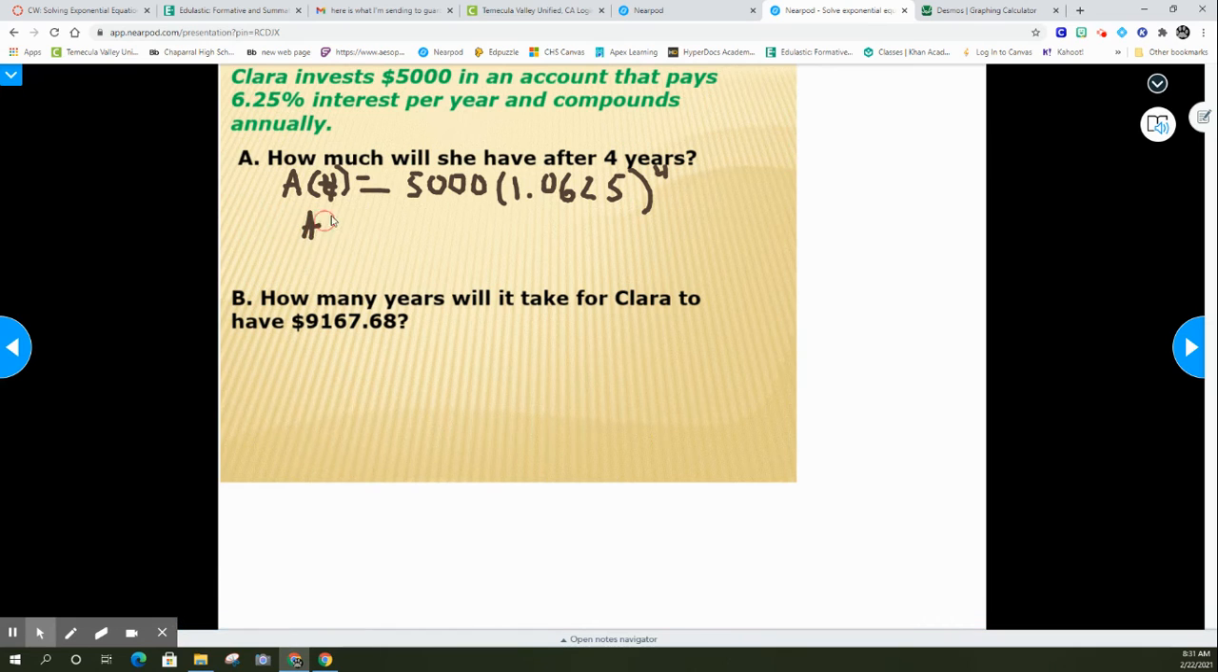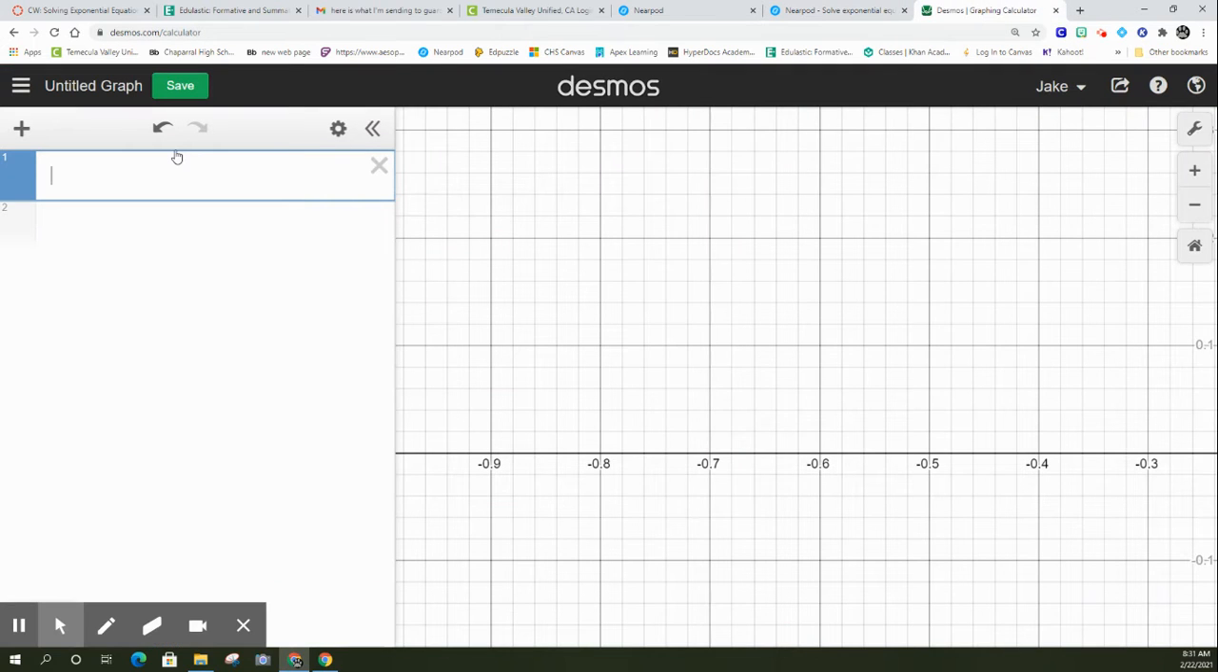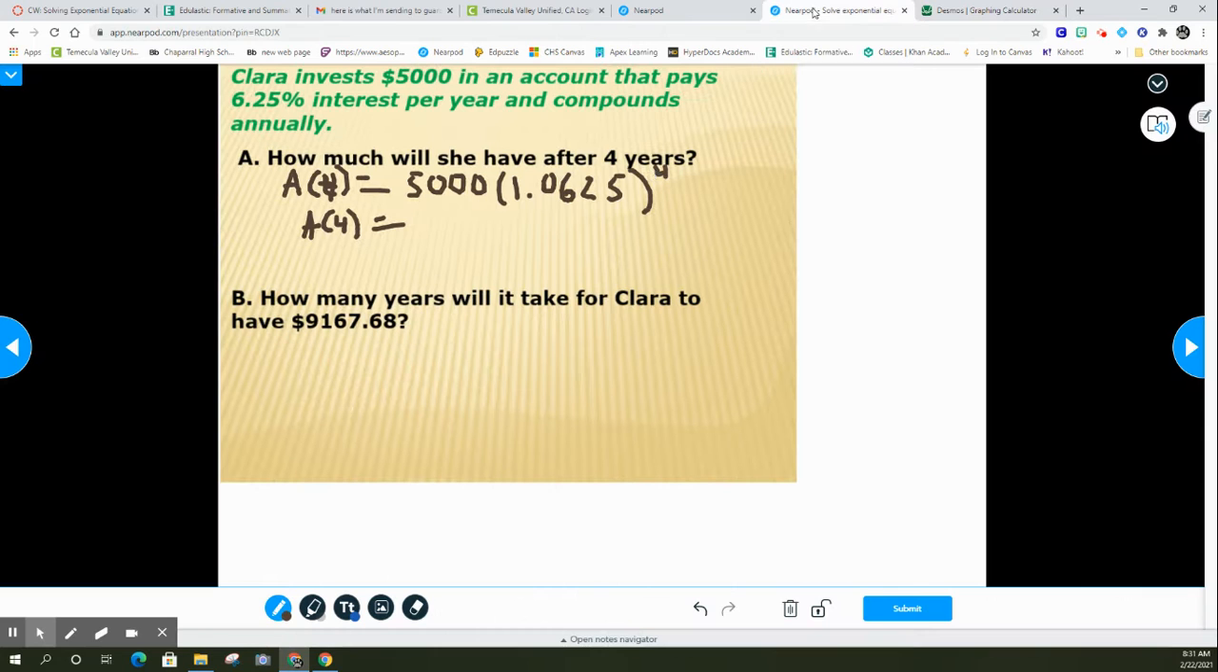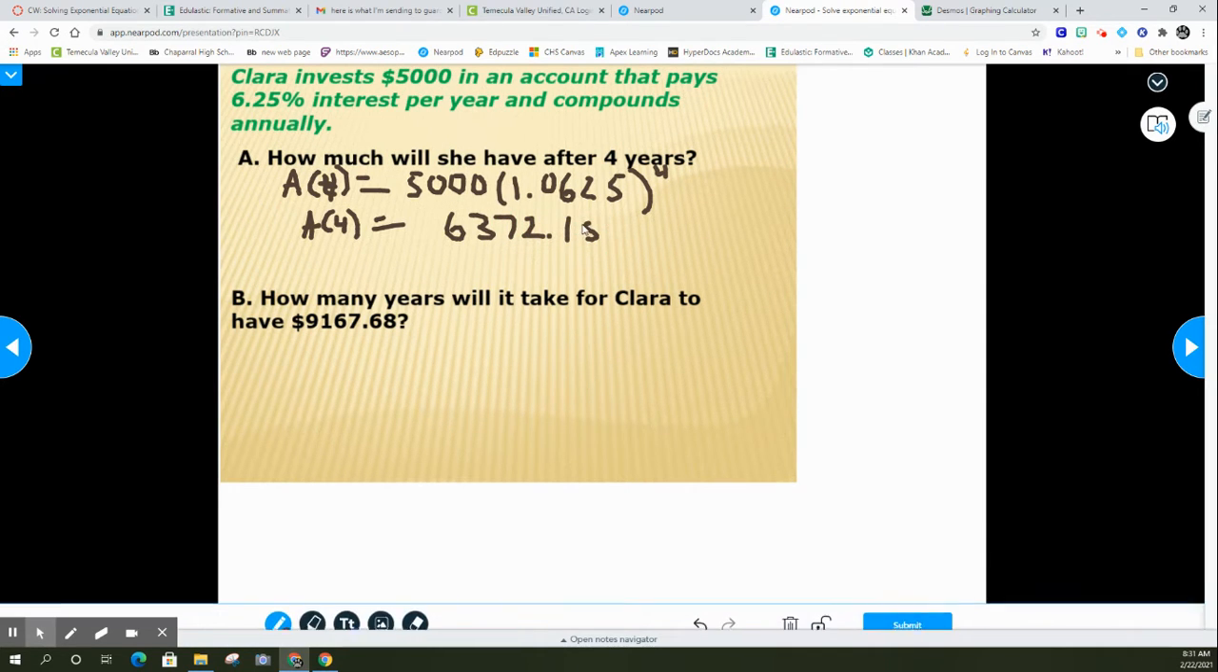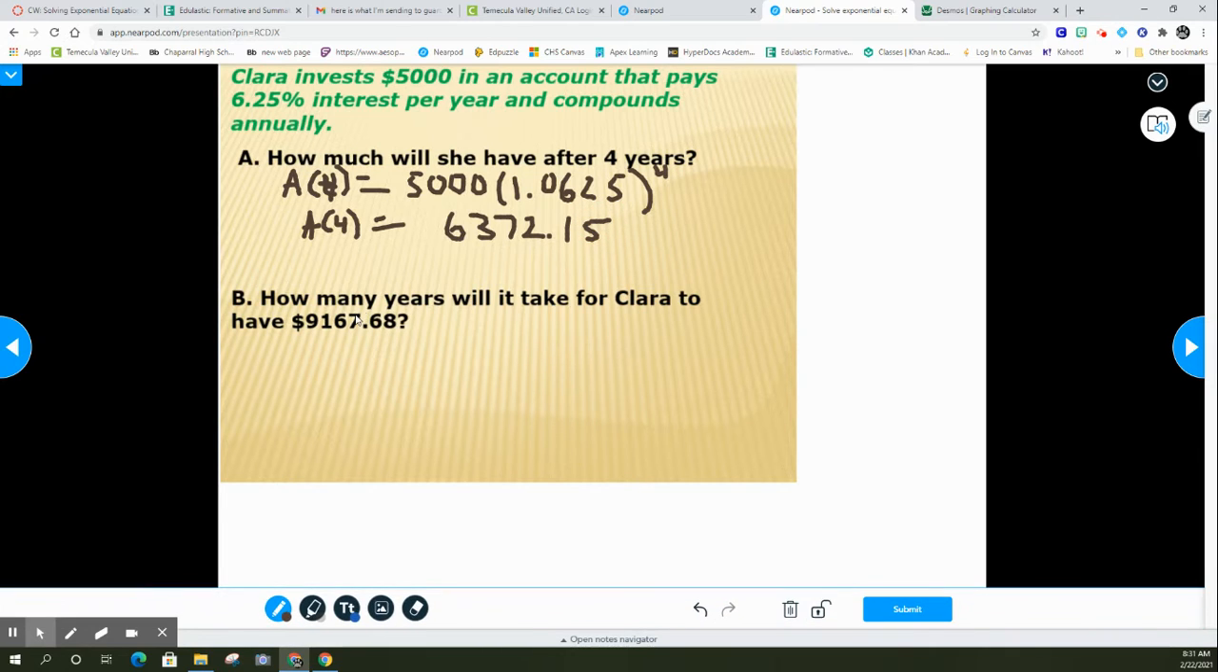So if we do this, what is the answer? We go over to our calculator and type that in. Our answer is $6,372.15. So now, how many years will it take Claire to have $9,000? Obviously it's going to take more than 4 years.